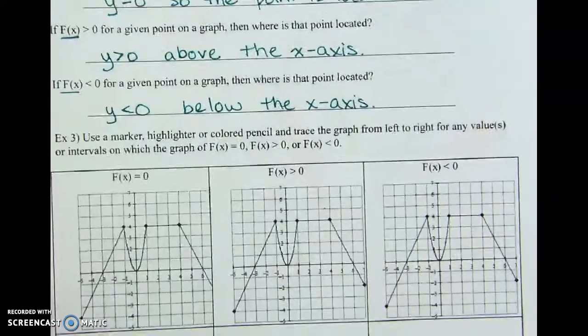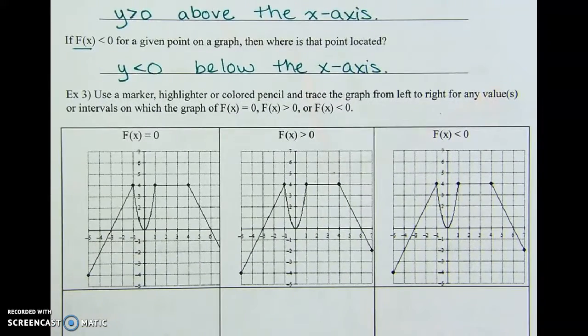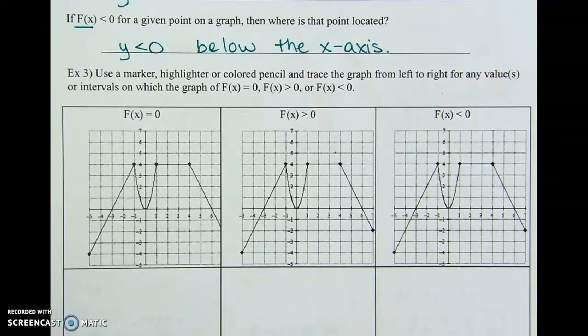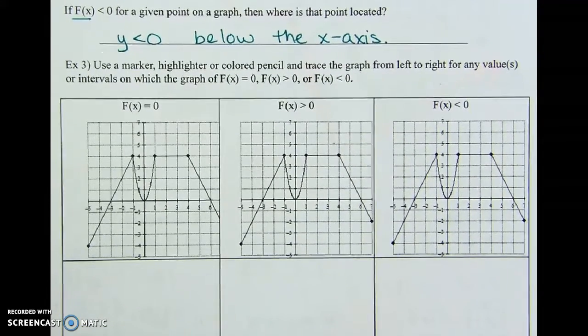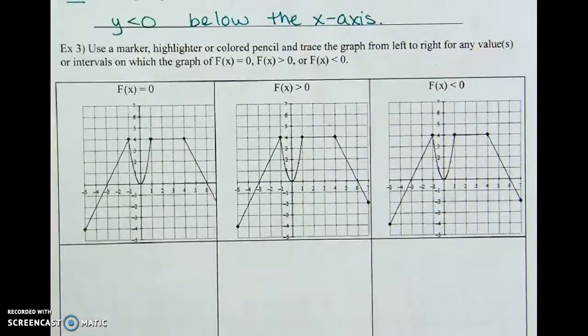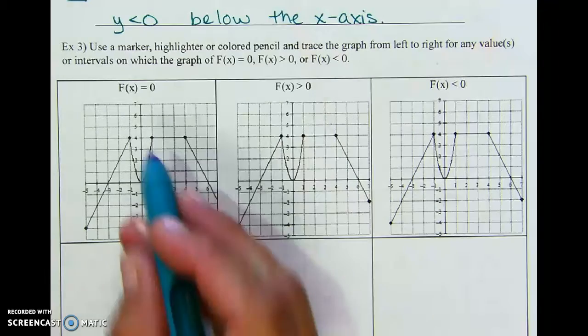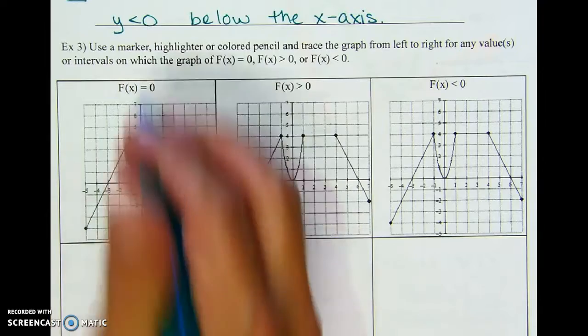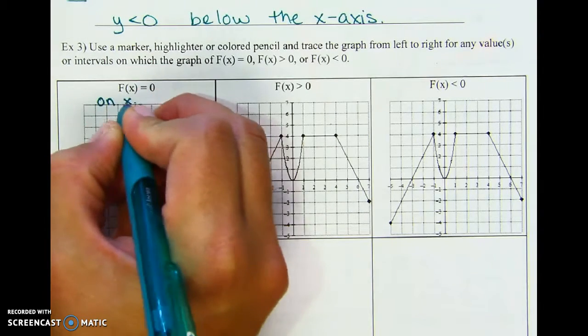All right. Use a marker, highlighter, or colored pencil and trace the graph from left to right for any values or intervals where the graph of f of x equals 0, is greater than 0, or is less than 0. So, you ready? Okay, what does this mean? Y equals 0. What does that mean? On the x-axis.